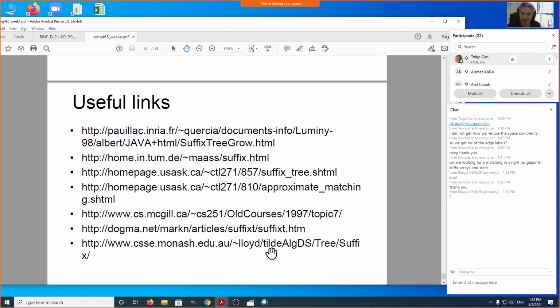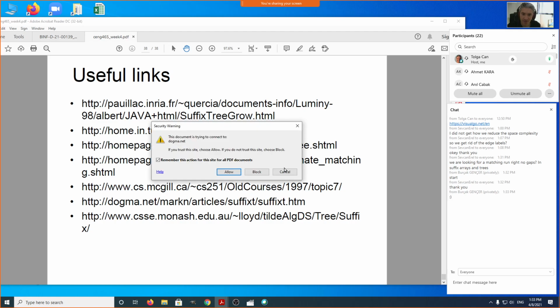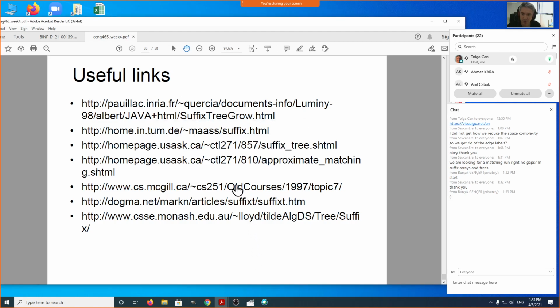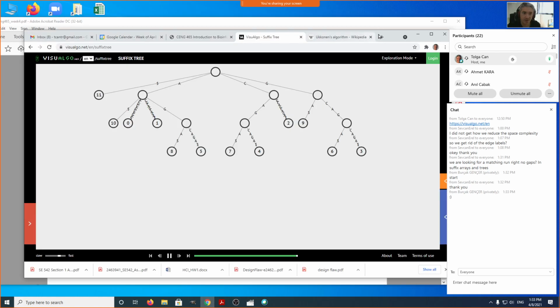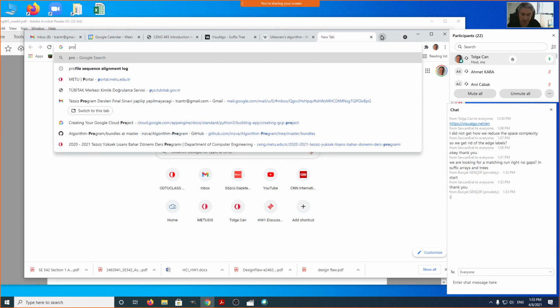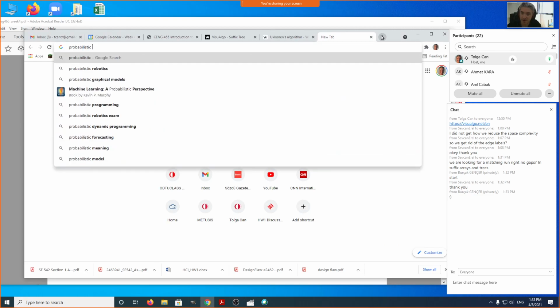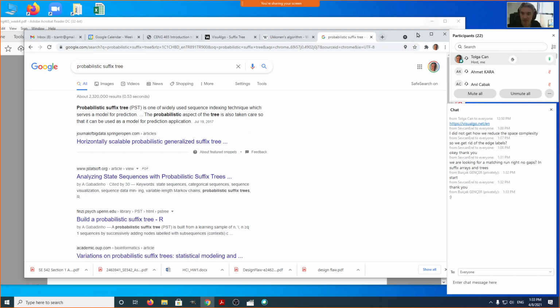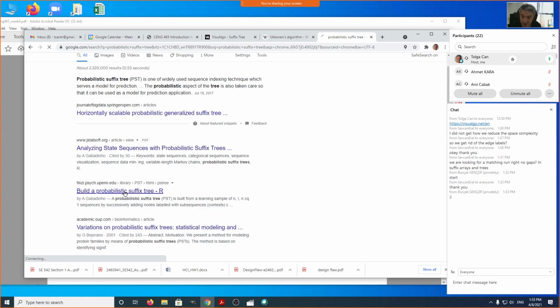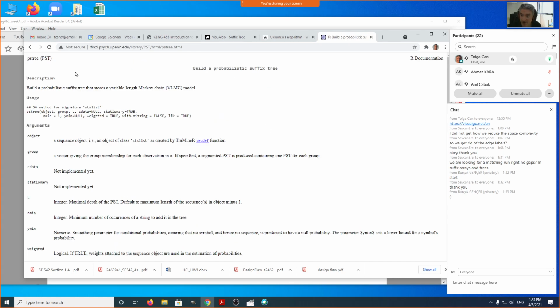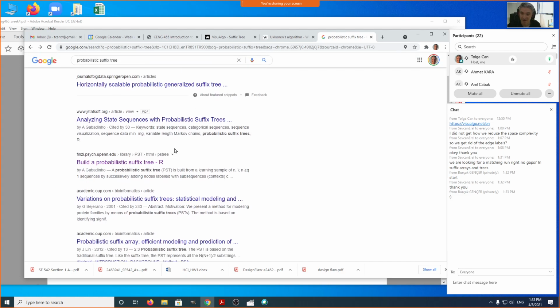All right. Here are some links. Some of them may be outdated and they may not work, but just search. You'll get a lot of material on suffix trees, like probabilistic suffix tree. And there are different articles analyzing state sequences. Build a probabilistic suffix tree in R. So there is an R package, I think, PST, probabilistic suffix tree. So you can take a look at these things.